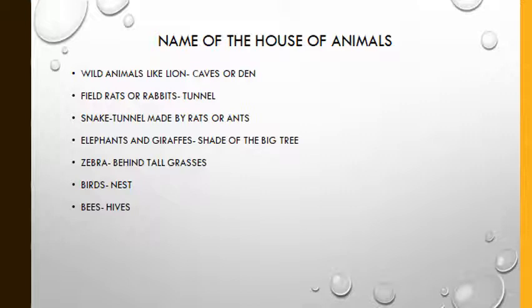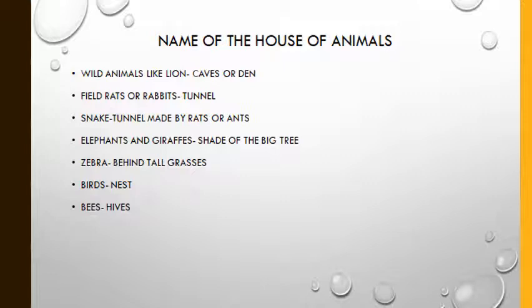Now next we have elephants and giraffes. As they are very big in size, they live under the shade of trees. Now zebra. We all know that the body of a zebra has stripes on it. So these zebras hide themselves behind tall grasses.